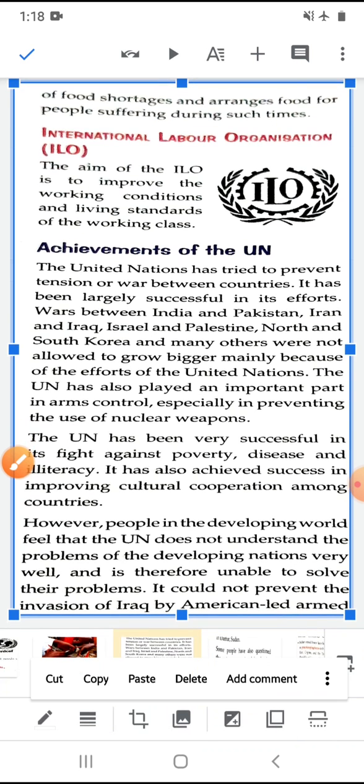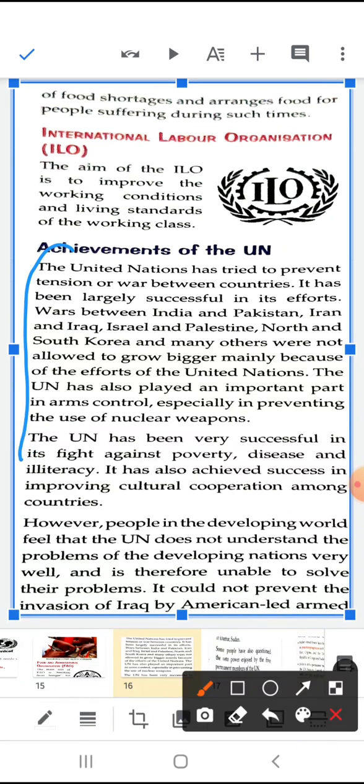So these are the achievements of the UN, that first of all the UN prevented many wars between countries from becoming large. India, Pakistan, Iran, Iraq, North and South Korea, and many other countries. And the UN also played an important role in arms control, especially the use of nuclear power. Okay.